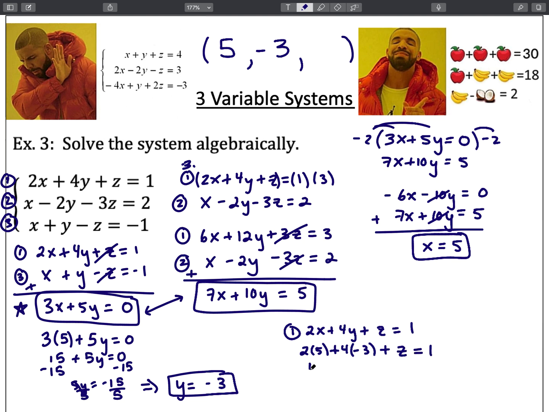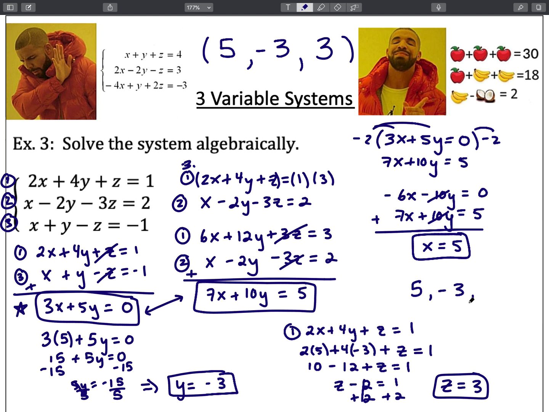So let's start simplifying. 2 times 5 is 10. 4 times negative 3 is negative 12. Plus z is equal to 1. We know that 10 minus 12 is negative 2. So I have z minus 2 is equal to 1. I can then add 2 to both sides. And you'll find out that z is equal to 3. So in that case, I can go up top. I can drop it in for what I know. And I could say my final answer here is going to be 5, negative 3, and then positive 3.